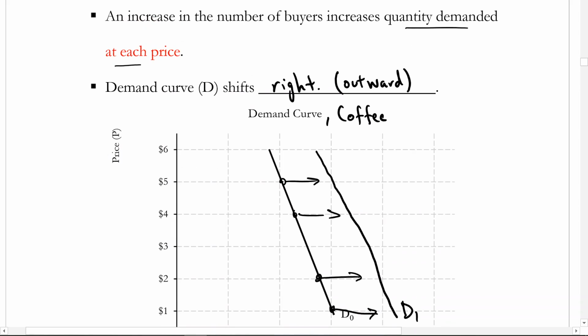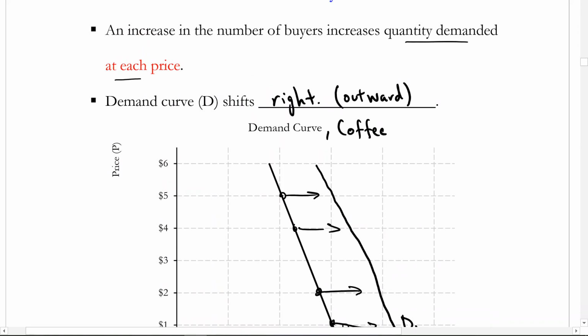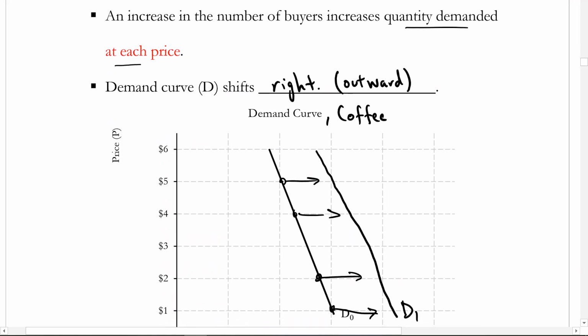Okay, so that's our first demand curve shifter. This one is, I think, one of the more apparent ones. If you have more people as a part of the market, there's going to be a greater demand. So, number of buyers. Okay.